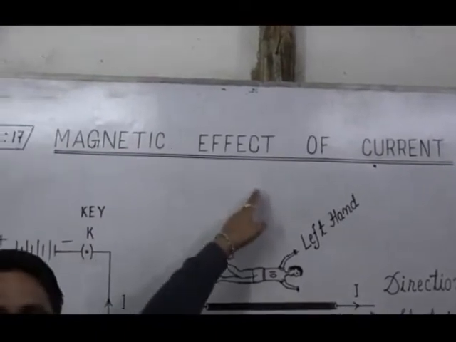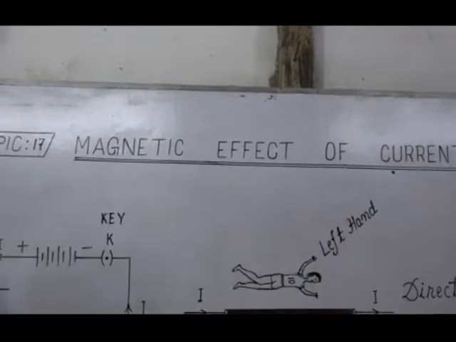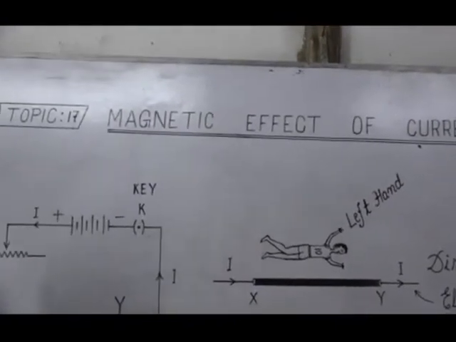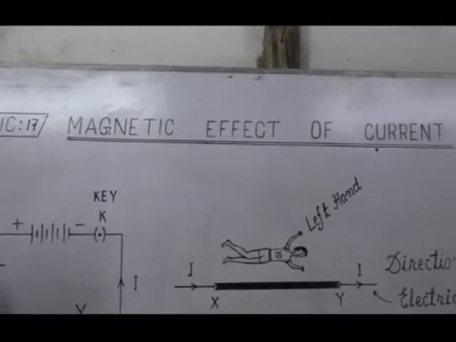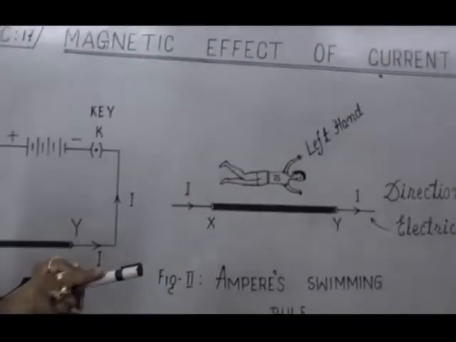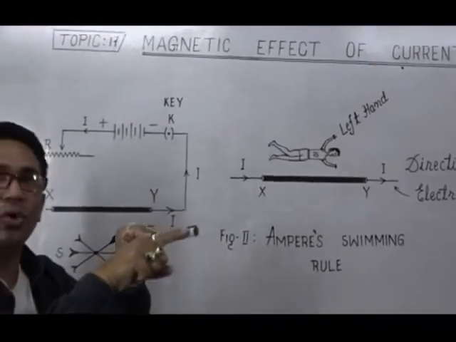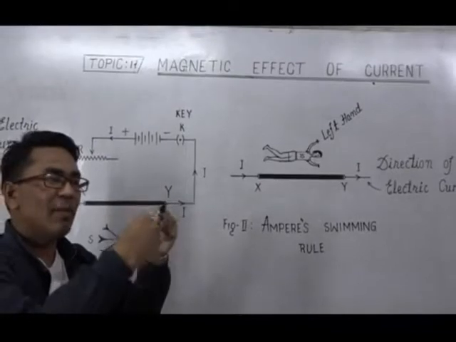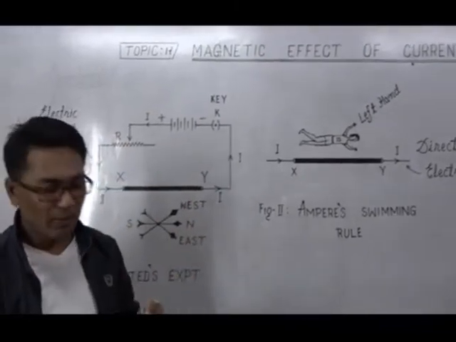This is the phenomenon of production of a magnetic field around a conductor on flowing an electric current through it.